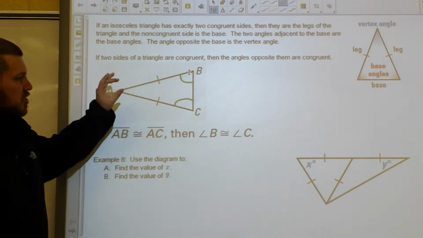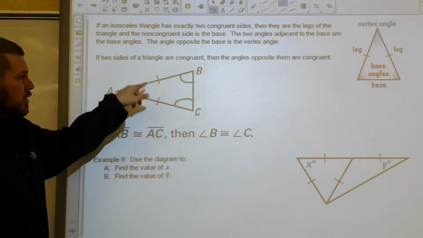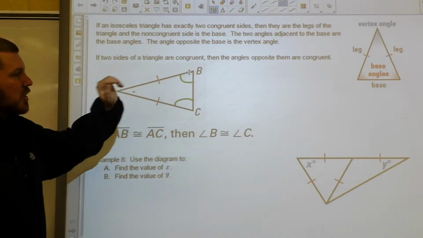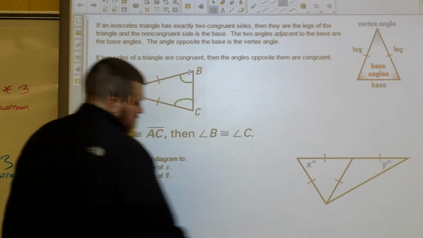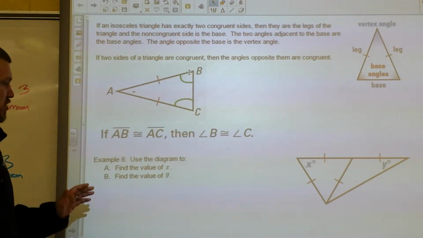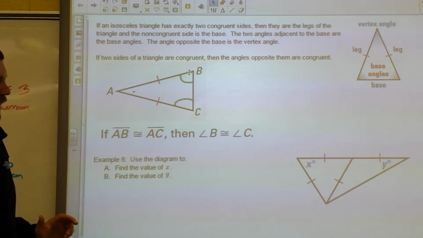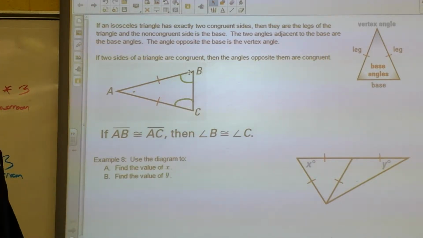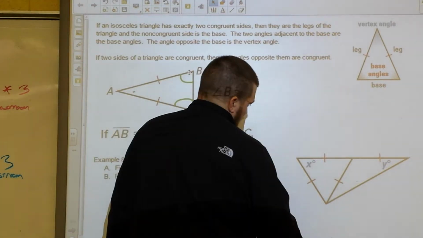Okay? So in an isosceles triangle, you're always going to have at least two congruent sides and at least two congruent angles. So keep that in mind. So that takes us to example A. We're going to use this diagram to find the measures of x and y. Alright, so let's start off with x.